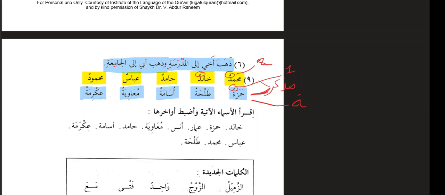جيد. So التمرين we have اقرأ الأسماء الآتية واضبط أواخرها. So read the following names, and the intent of the exercise is to write two dhammas at the end of the name or one dhamma. So let's have Ismail, first one. Khalidun. So we say Khalidun. So you should be writing in your book like this, Khalidun.